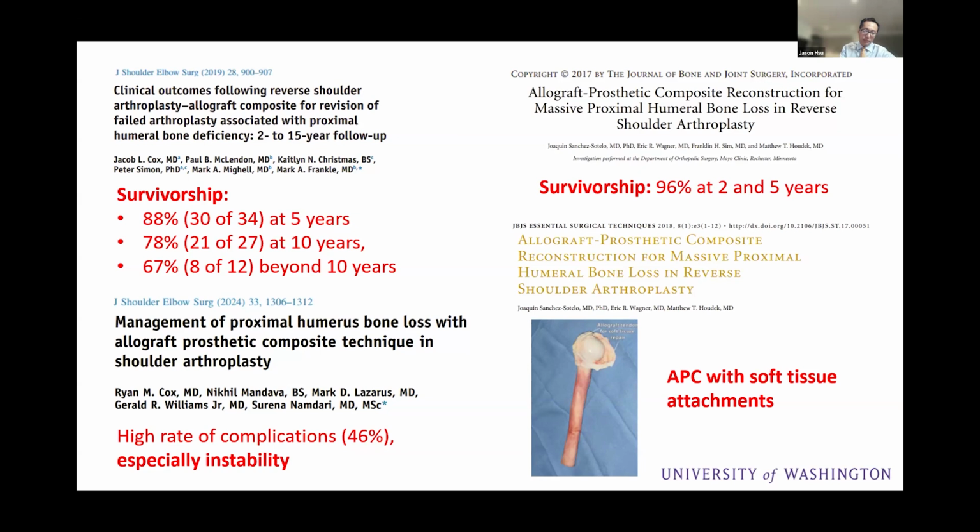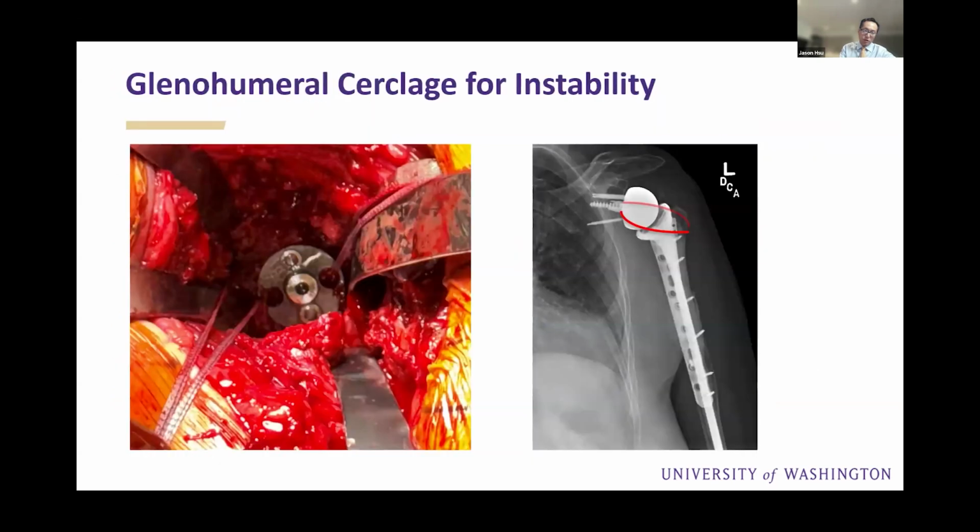this procedure. One thing that we can do to try to decrease instability or help with stability is glenohumeral cerclage. So we tie some fiber tape behind or into the base plate, and then we cerclage it around the humerus to help provide stability to the construct while everything is healing up.